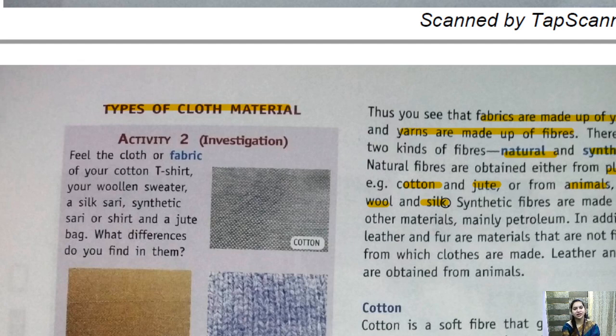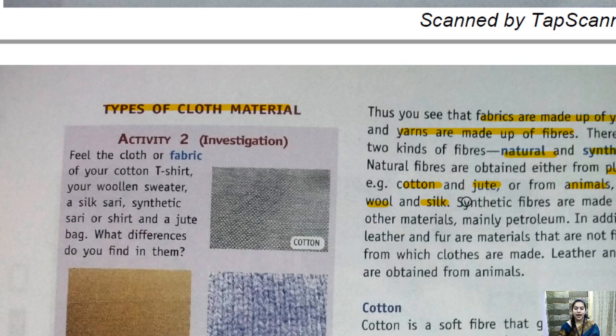So basically children, cotton is obtained from the cotton plant. Jute is also obtained from a plant. Whereas wool, we get from the fleece of sheep, and silk from the silkworm. Okay. So they both are animal. That is why wool and silk are animal fibers, whereas cotton and jute, because they are obtained from plants, are called plant fibers.